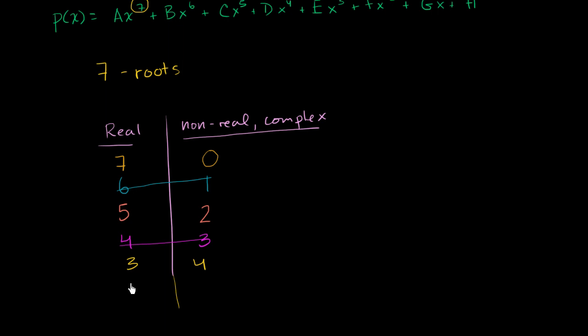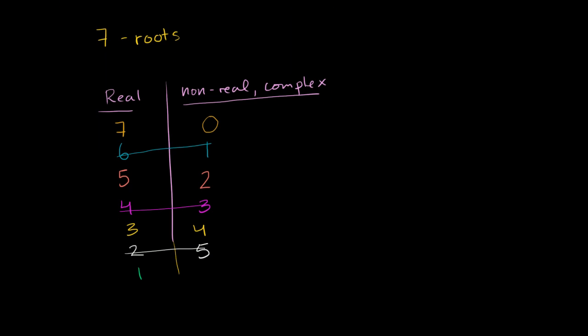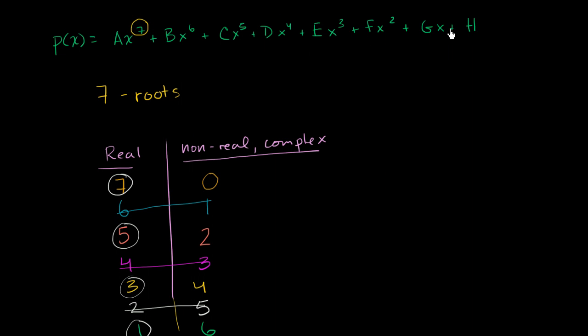And then we could go to 2 and 5. Once again, this is an odd number. These come in pairs, so this isn't possible. And then you could go to 1 real and 6 non-real, completely possible. This is an even number. And then finally, we could consider having 0 real and 7 non-real complex. And that's not possible because these are always going to come in pairs. So you're always going to have an even number here. So the possible number of real roots, you could have 7 real roots, 5 real roots, 3 real roots, or 1 real root for this 7th degree polynomial.